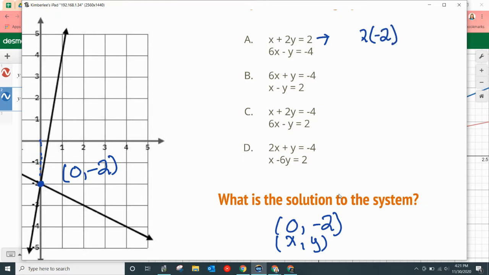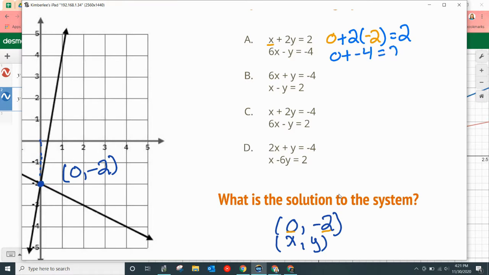Okay, I'm actually going to rewrite this in a different color because I want you guys to see what I'm doing here. So I'm taking this equation, I have x here, I'm going to plug in 0 for it, plus 2 times, well, what is my y value? My y value is negative 2. So everywhere there's x and y, I'm going to be plugging in a number. Then I'm going to work it out. 0 plus 2 times negative 2, well, that's 0 plus negative 4.